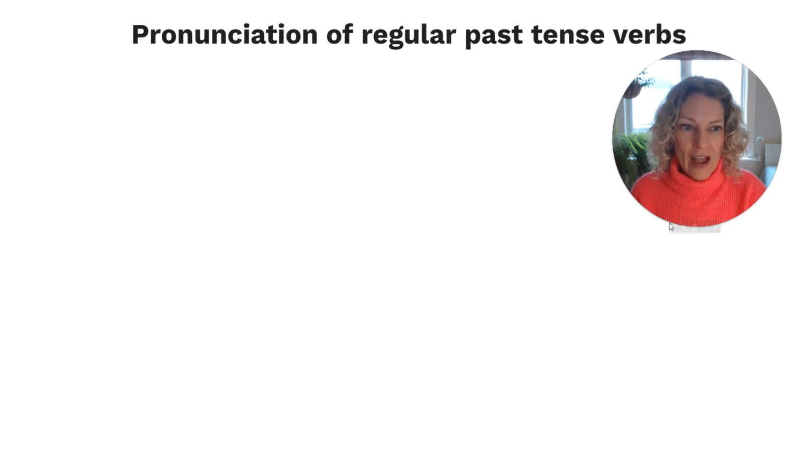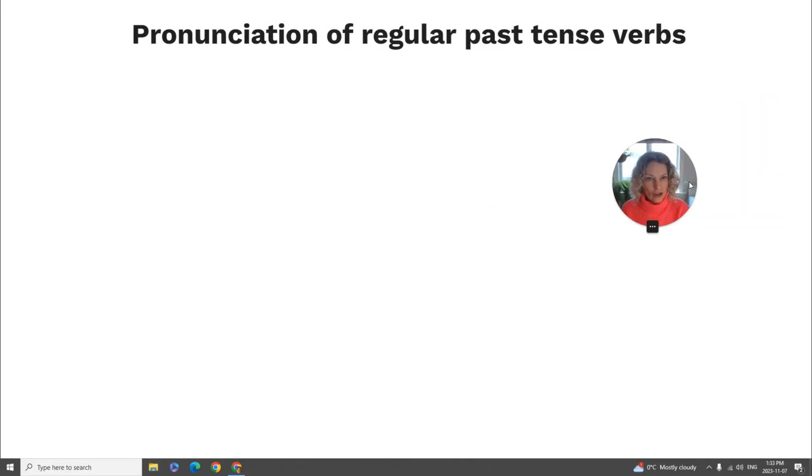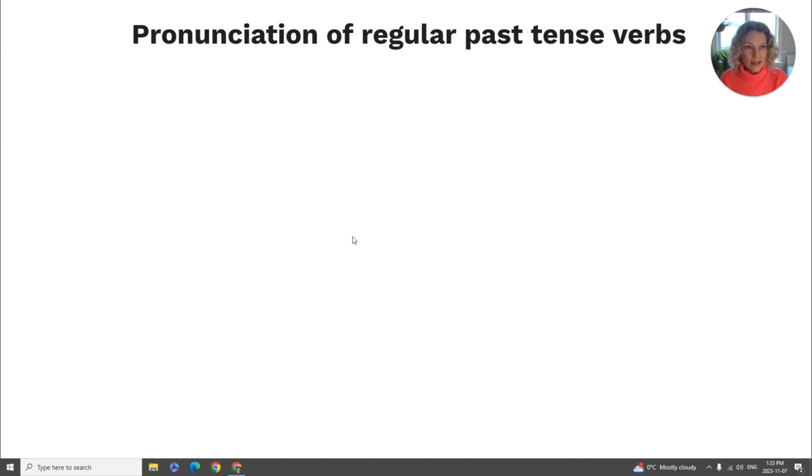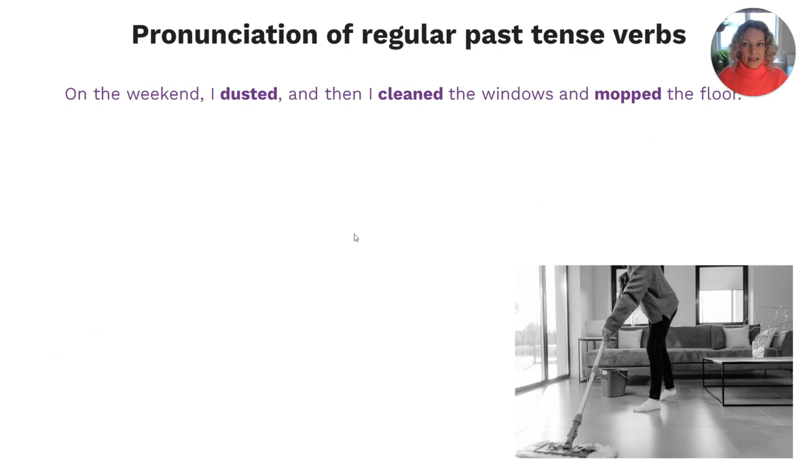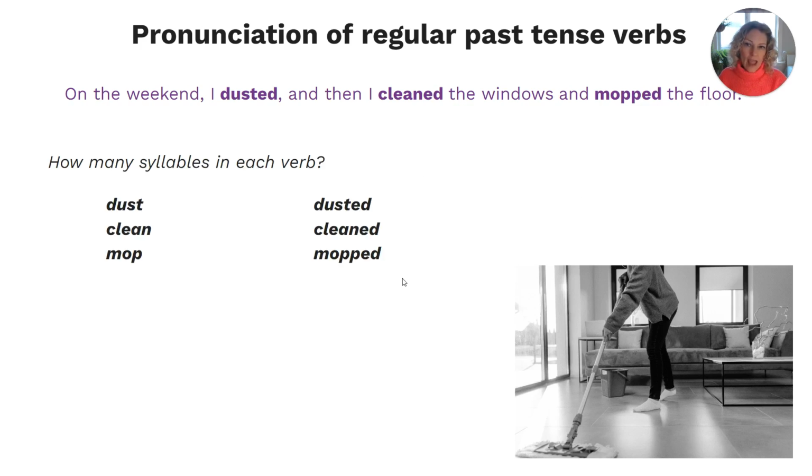So let's look now at the pronunciation of regular past tense verbs. If I look at this sentence here, on the weekend I dusted and then I cleaned the windows and mopped the floor, there are three regular past tense verbs there. And in order to understand how to pronounce them correctly, we need to think about how many syllables are in the past tense verb, because that's where students make a mistake. They put too many syllables in their past tense verbs.